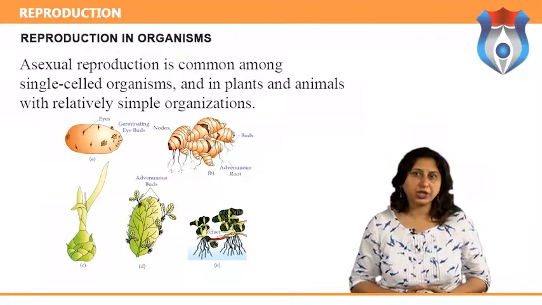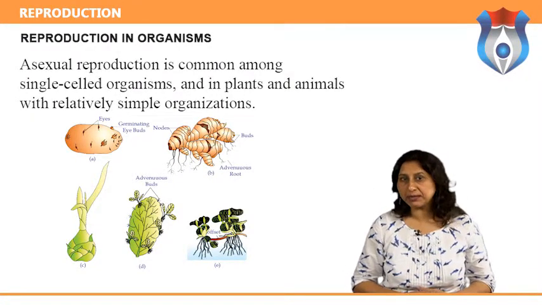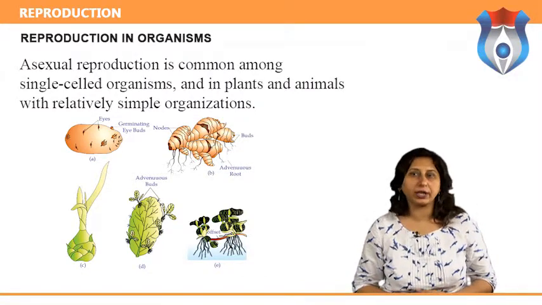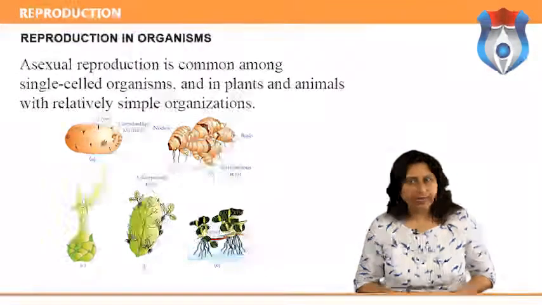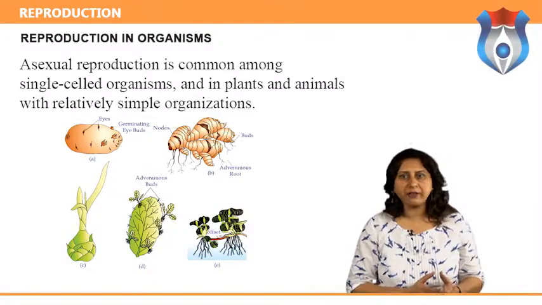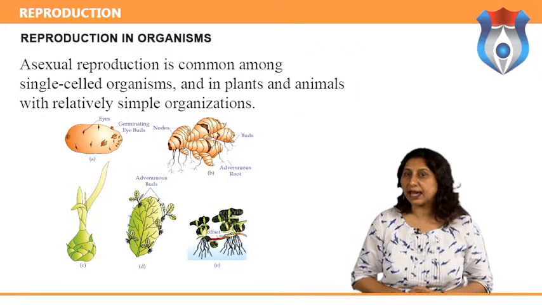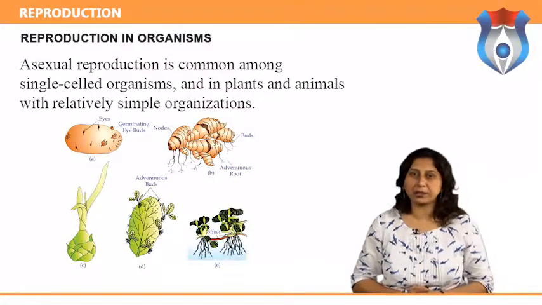Asexual reproduction is common among single-celled organisms and in plants and animals with relatively simple organizations. The organism or the parent cell divides into two to give rise to new individuals. Thus, in these organisms, cell division is itself a mode of reproduction.